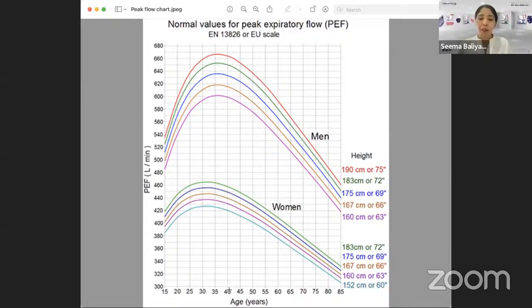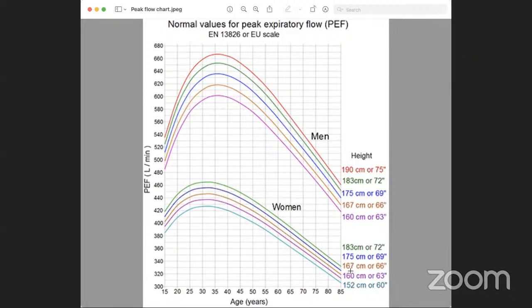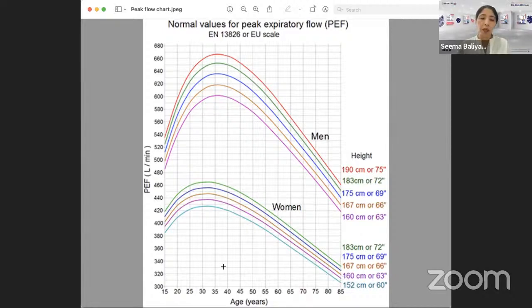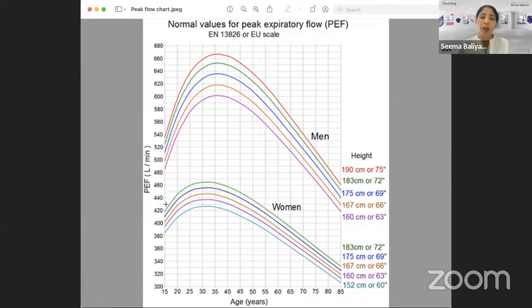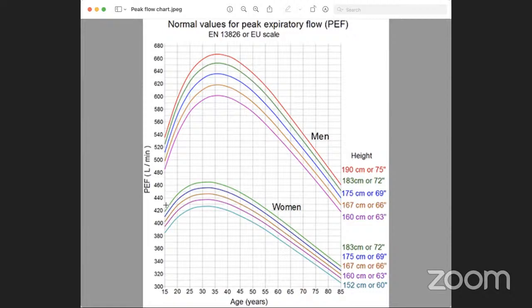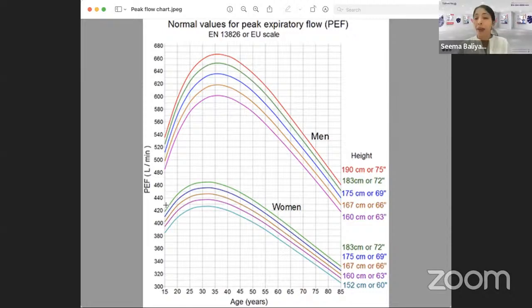So you have to see the 40 years old, and you follow this pink line of 160. You follow it up over here and go on top where the line meets, and then you are going to draw a straight line to figure out where it is corresponding on the peak flow values. So you see that 430 is the one which is coming for this patient, and our reading which we have got is 400.